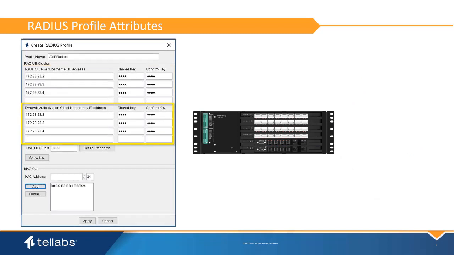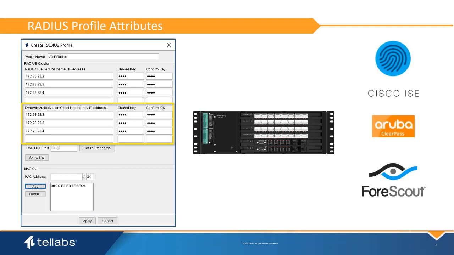The Dynamic Authorization Client list identifies the hostname or IP used to provide many of the Radius extensions used by policy engines such as ICE, ClearPass, and Forescout. It is best practice to ensure that the Radius hostname and DAC hostnames are listed in the same order, as in most systems the Radius and DAC are fulfilled by the same agent. Putting them in the same order ensures that both parts of the authentication go to the same agent. The DAC UDP port is usually set to a standard default of 3799.